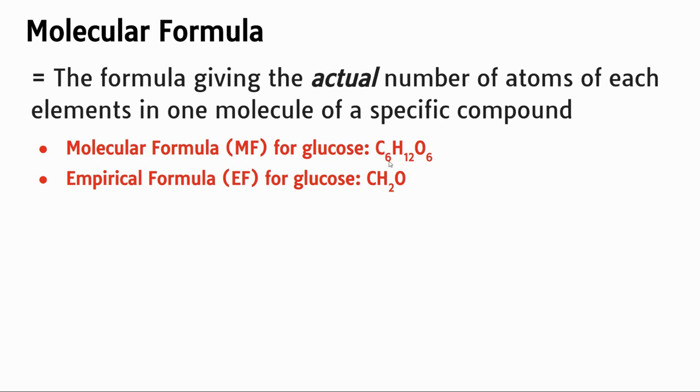Well, if we take this very common known compound and we try to divide it by the biggest number that we can, we could divide the 6 and the 12 and the 6 all by 6 and get CH2O. In other words, one carbon for two hydrogens and one oxygen. That would be the empirical formula. So you can see that the molecular formula is the actual formula for the compound. Let's take a look at how to do that.